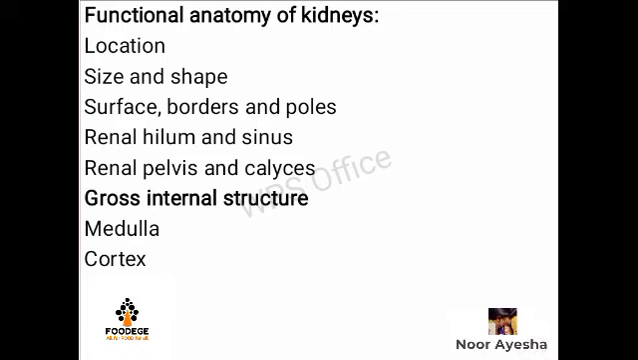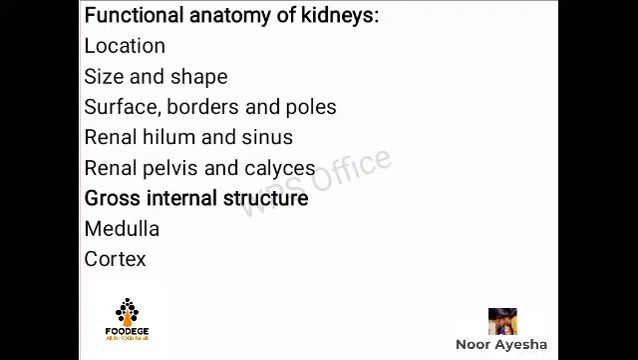Pyramids show striations that pass radially towards the apex. These striations are due to straight portions of the nephron and extend some distance upwards into the cortex, where they are called medullary rays. The medulla can be subdivided into 2 parts, outer medulla and inner medulla. The outer medulla is further subdivided into outer strip and inner strip. Inner medulla is also called papillary zone.